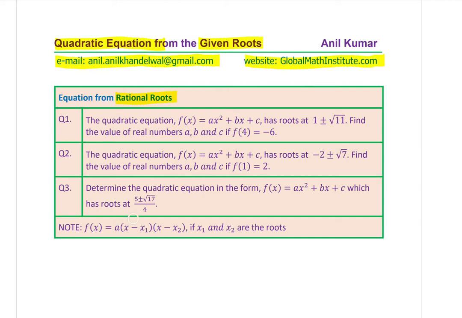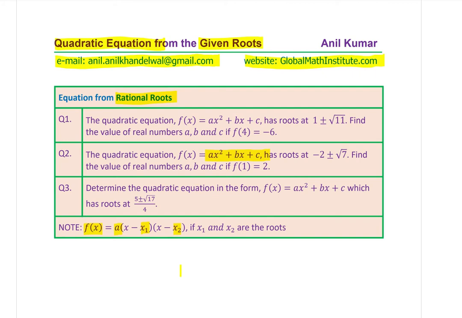I hope you remember that when we are given the roots, let's say x1 and x2, in that case, the quadratic equation can be written as a times (x minus x1) times (x minus x2). Now, since we need to find the equation in standard form, we need to expand this and then write our answer, right? We need to write the equation in the form ax squared plus bx plus c. That is how you should be approaching it.